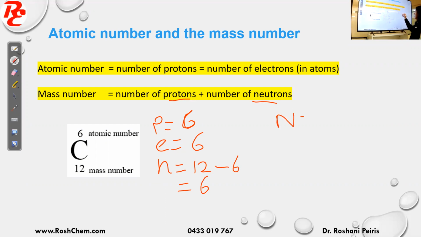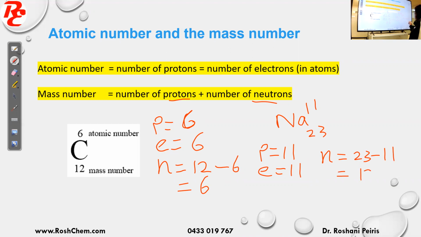We'll take another example. Sodium is 11 and 23. So 11 is the atomic number and 23 is the mass number. Then how many protons are there? 11. How many electrons are there? The same. Protons and electrons are the same. And how many neutrons? It's 23 minus 11. So therefore 12 neutrons.